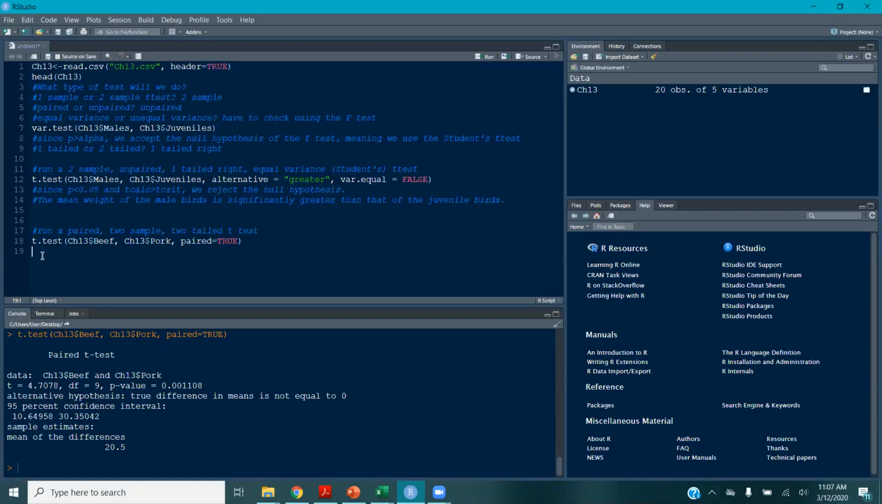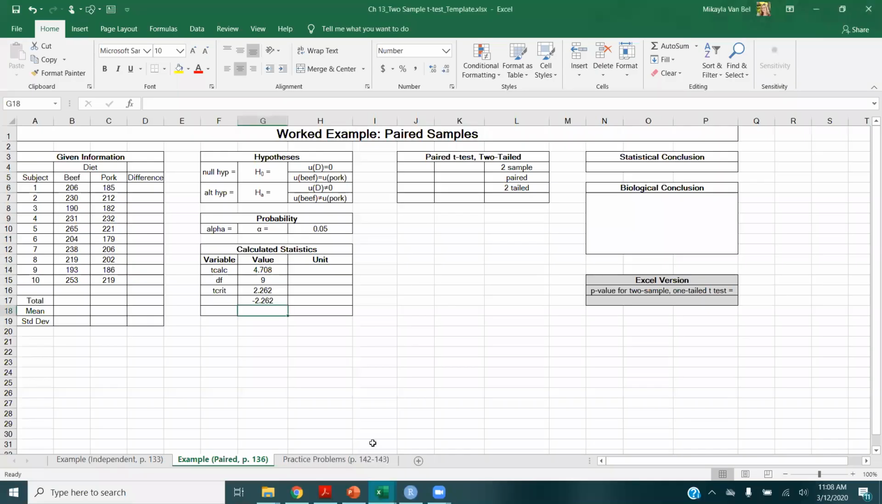Let's go ahead and type in our statistical conclusion. Since p is less than 0.05 and t-calc is greater than t-crit, we reject the null hypothesis. For our biological conclusion, let's take a look at our hypotheses again. Our null hypothesis was that there was no difference between these two diets, or that the mean cholesterol level for beef was the same as for pork, and we are rejecting this null hypothesis. So we use our alternative hypothesis as our conclusion.